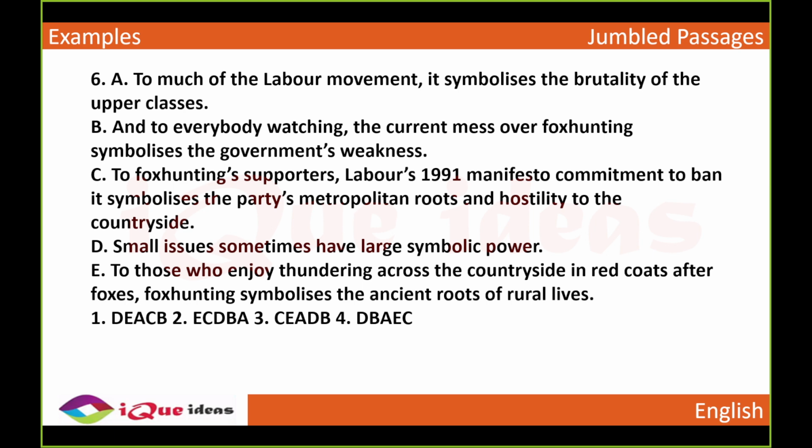A, to much of the labor movement it symbolizes. What symbolizes? So it won't start from A, there's no option either. There's no option starting from B either. So among C, D and E, C says to fox hunting supporters, Labor's 1991 manifesto commitment to ban it symbolizes. Okay, so C is talking about something specific, which is fox hunting and labor and blah blah blah. Okay, D says small issues sometimes have large symbolic power, which means D is a very general statement. And E says, to those who enjoy thundering across the country in redcoat after foxes.